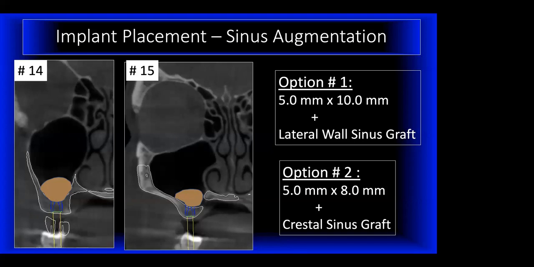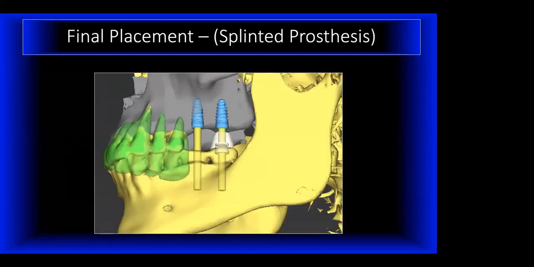Option 2 would be a crestal sinus graft with a 5 by 8 implant, which there's very little difference between a 5 by 8 and a 10 millimeter implant, as long as you do bone graft and osteodensify the site. So those are our 2 treatment options for this doctor. And yes, you will have to do bone grafting into this site.